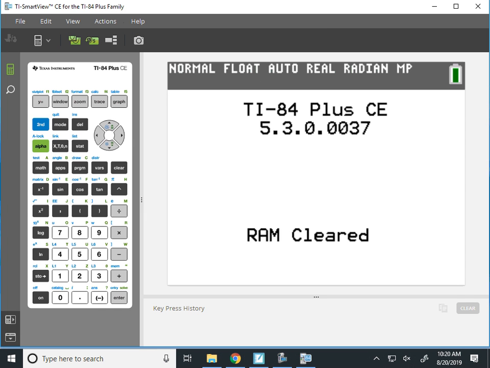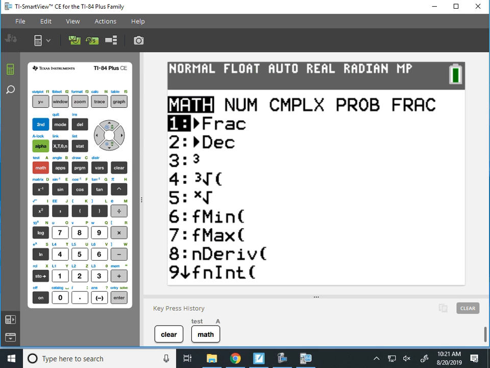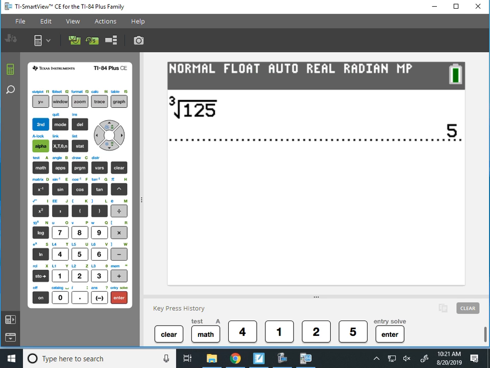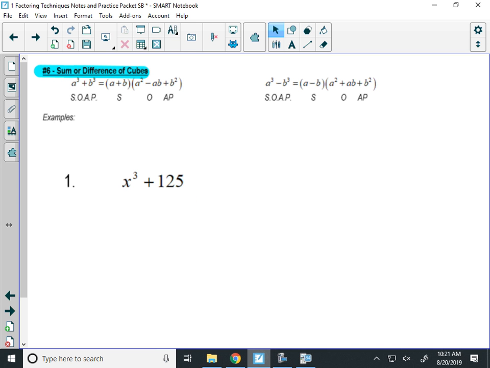Cubed root. Fastest way to do it would be to hit math on the left-hand side, if you have the regular TI-84. And which one here looks like it's the cubed root? Number 4. So you would hit number 4, and then it just brings you the cubed root. So in this first column, I want the cubed root of 125. You can just type that in and hit enter. There is a way to do 4th root and 5th root. I'll show you that as we need it during the year. But cubed root is all we're going to do for now. Okay? So does that help? Now you know.